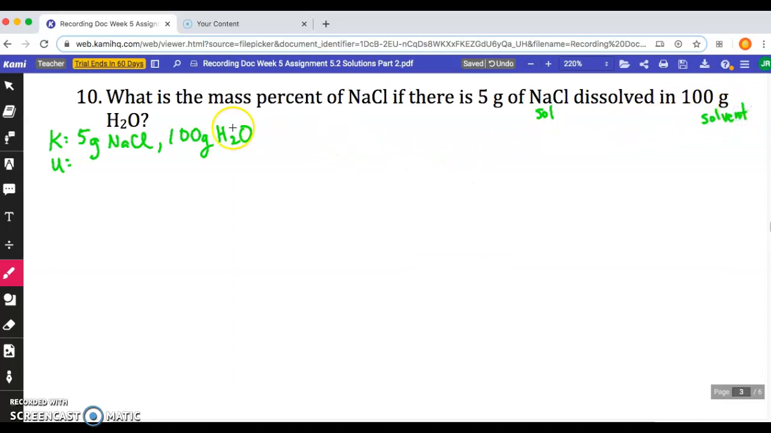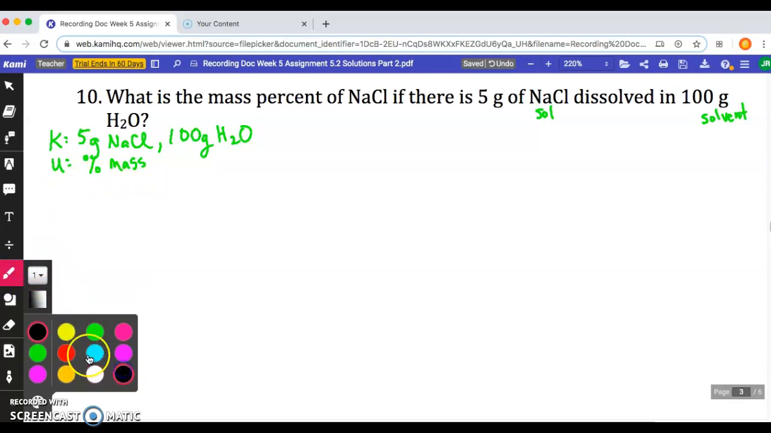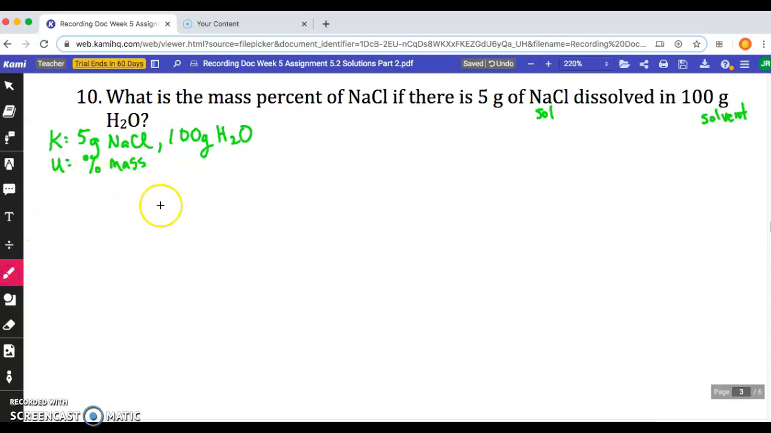Okay, and your unknown, what are you trying to figure out? It is the mass percent of sodium chloride. So you are trying to figure out the percent, the mass percent. Okay. And let me turn this into a different color. Let's turn this black. Okay, green is actually kind of too bright for me.